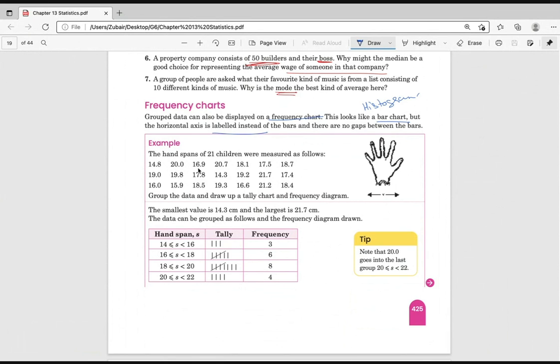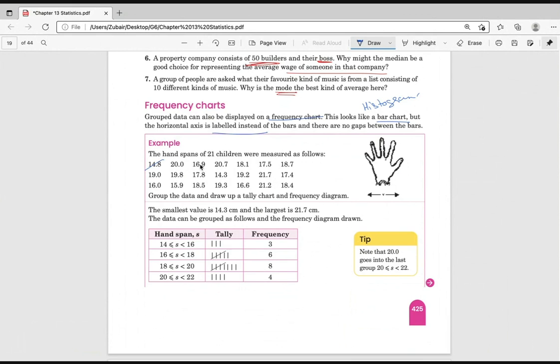Example: the hand span of 21 children were measured as follows. Now we have these in decimals. Group the data and draw up a tally chart and frequency diagram. So let's say hand span is from 14 to 16, then 16 to 18, 18 to 20, 20 to 22. Now from 14 to 16, if I just look at this table, I'm going to cross out these values.